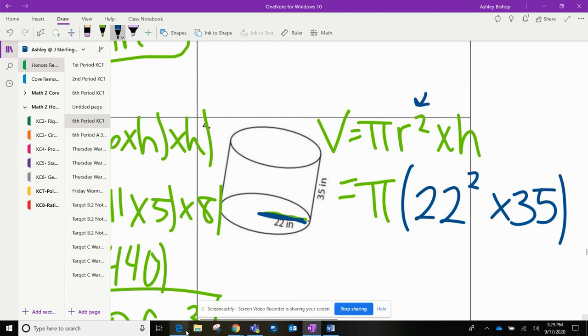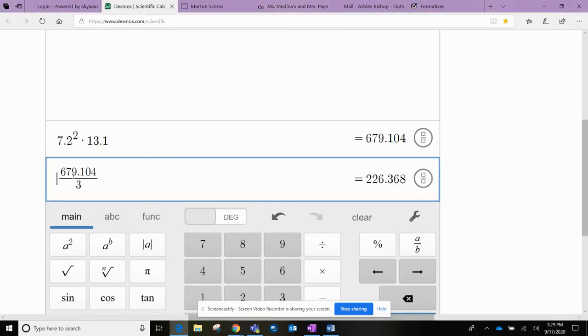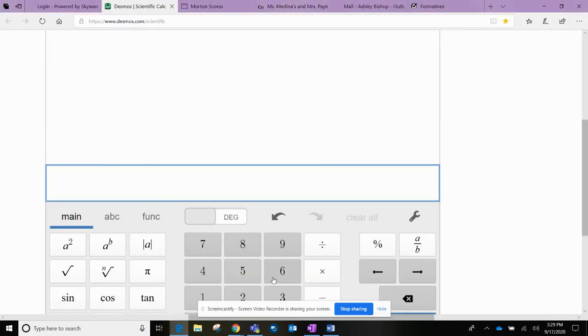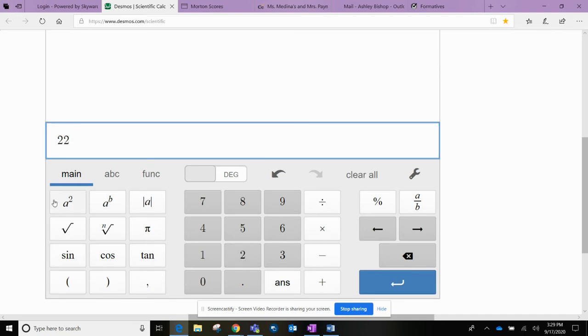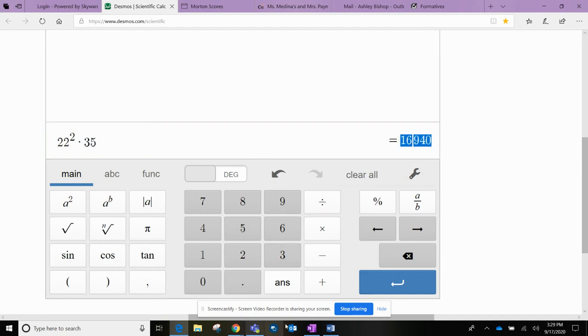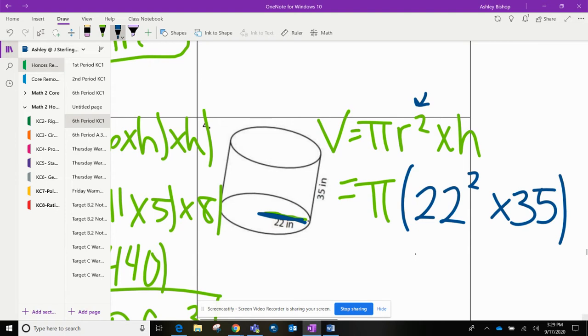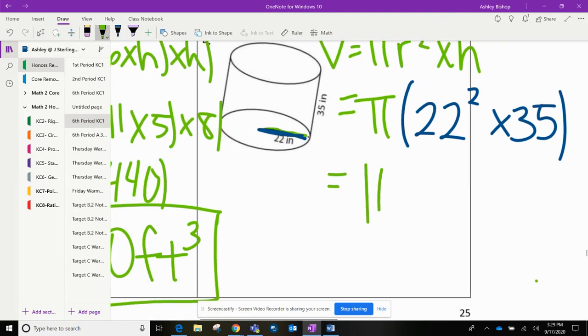And then I have my calculator open. I have lots of stuff on it though. 22 squared is right under the word main, times 35. And it's going to be 16,940. So I have equals 16,940. Now just pay good attention.